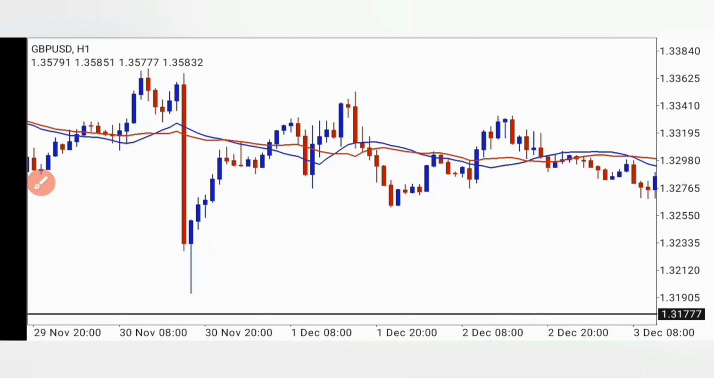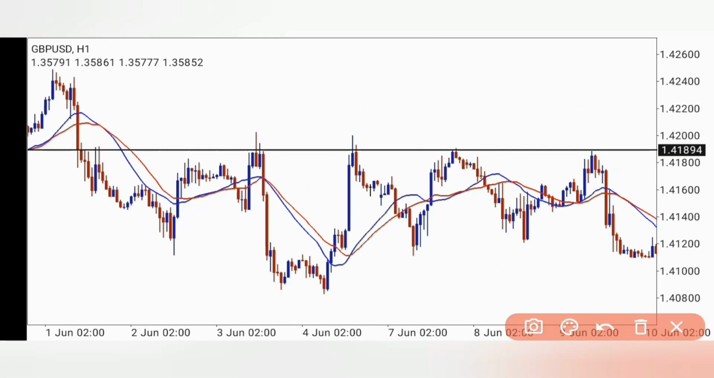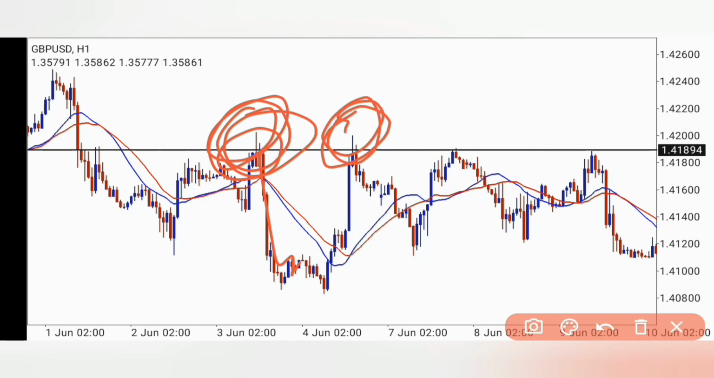Let me show you a couple of examples of how resistance looks. This right here is an example of a resistance in the market. As we can see, whenever price tries to come to this point, we see a rejection in the market. When price is at this point, a rejection, same thing, a rejection, and this is very clear.